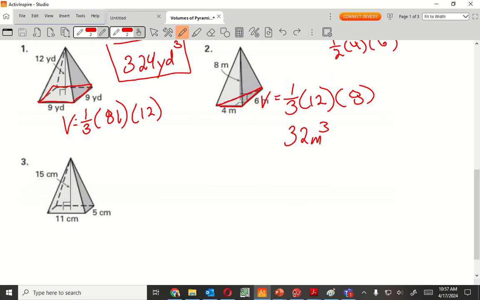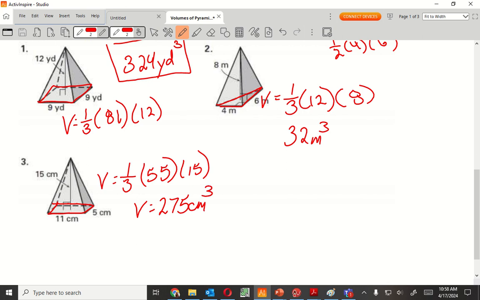Okay, next one. This one has a rectangular base. So this is my base right here. So my rectangle is going to be 5 times 11. So I'm going to have 5 times 11 is 55 times my height, which is 15. So what's that going to be? 275. There we go.